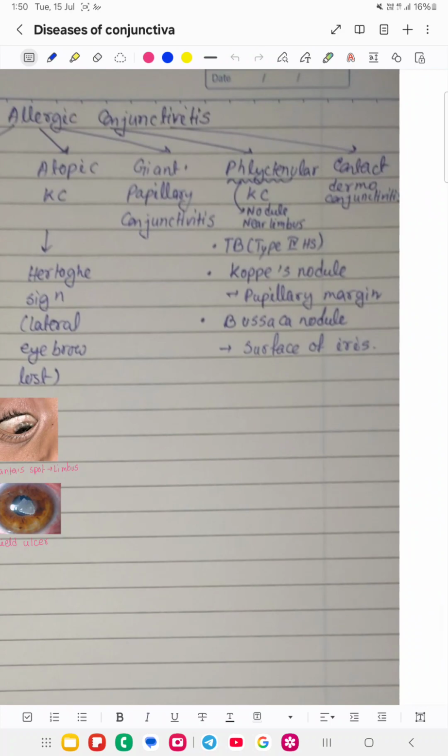In atopic keratoconjunctivitis, Hertoghe sign can be seen, that is the lateral eyebrow is lost here. Then giant papillary conjunctivitis and phlyctenular keratoconjunctivitis. Now the name suggests phlycten. What is that? It is a nodule near the limbus. Now nodules can be of two types, Koeppe's nodule and Busacca nodule. Koeppe's nodule is present at the pupillary margin and Busacca nodule is present on the surface of the iris. Now it can also be contact dermoconjunctivitis.